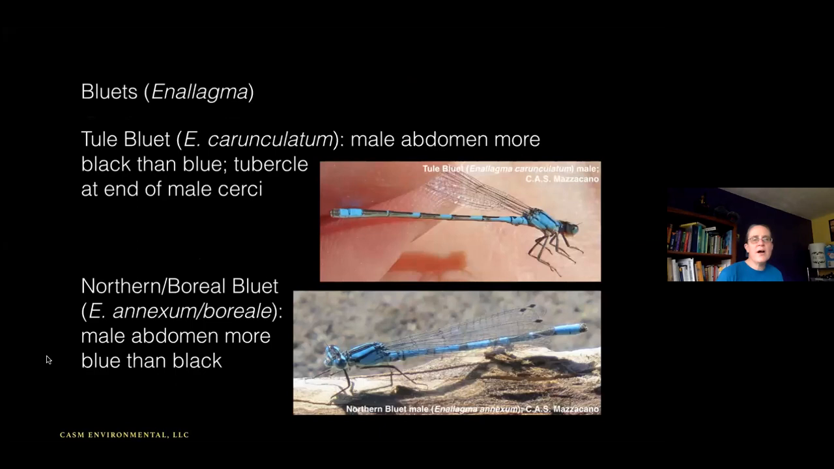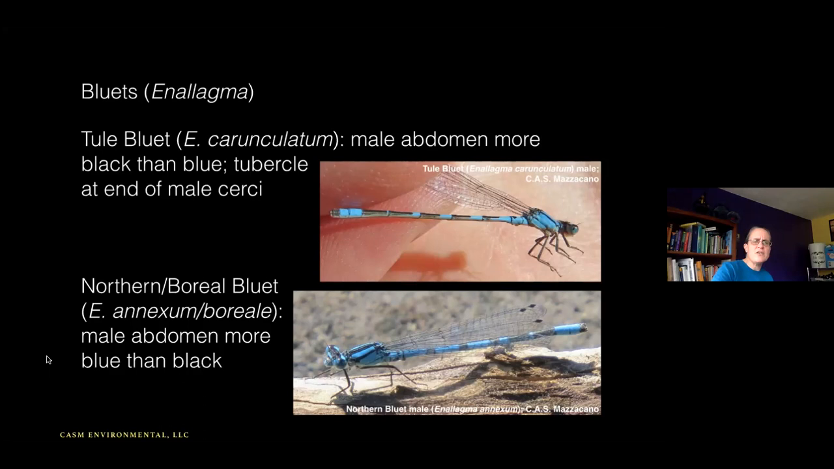And then the other thing about the tule bluets, which gives them their Latin name, is that there's a little white nubbin, a little white tubercle at the very end of the male abdomen, the male cerci. And sometimes that shows up in photos and sometimes it doesn't. You can kind of see it there. It looks like there's little pale dots at the tip of the tule bluets' abdomens. And as I said before, the nobos have more blue than black on their abdomens. And in a weird way, to my eyes at least, it sort of makes them look a little bigger, although they're not, it's just the color contrast.